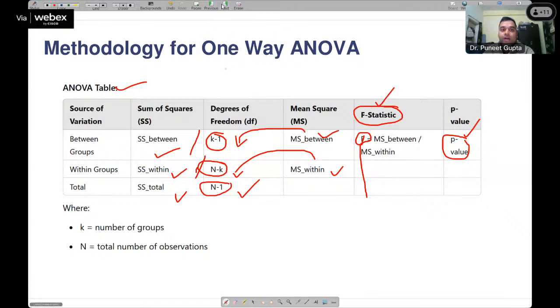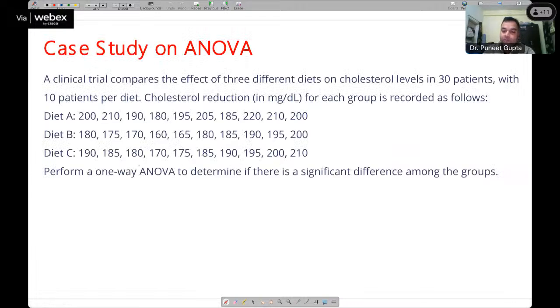So I will straight away move to a numerical case study, and we will solve it using R. A clinical trial compares the effect of 3 different diets on cholesterol level in 30 patients. The diets are independent because they are different.